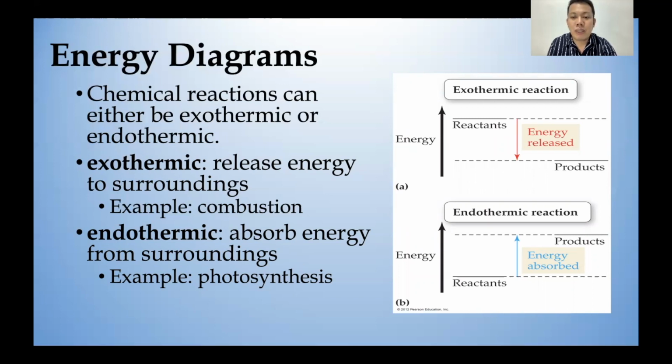Now, the one on the right is a diagram of energy, for the endothermic reaction and exothermic reaction. The one on top is the exothermic reaction. You have the reactants and the products. Energy is released from the reactants to the products. And in the endothermic reaction, reactants with a low energy absorb energy, going to the product with a high amount of energy.